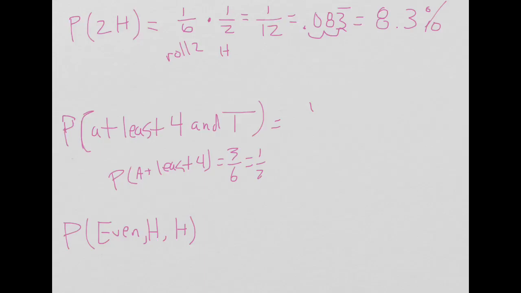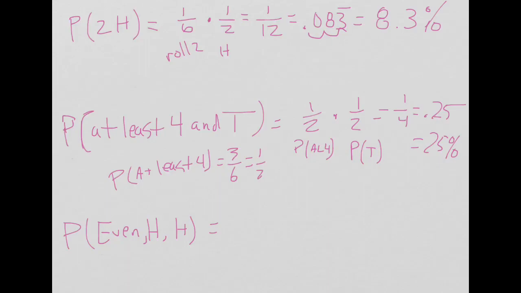So we're going to get 1/2 for the probability of at least a 4. And then we're also going to get 1/2 for the probability of getting a tails. So in this situation, we're going to get 1 out of 4, which is 0.25, which is 25%.